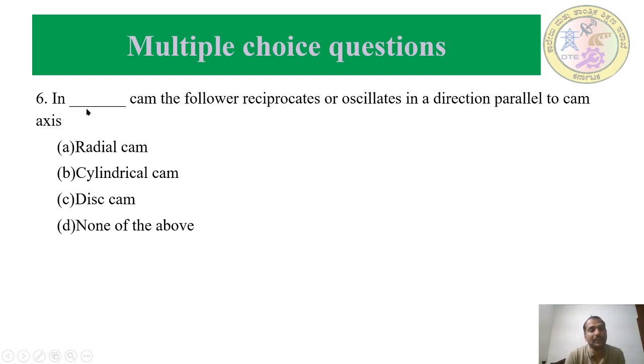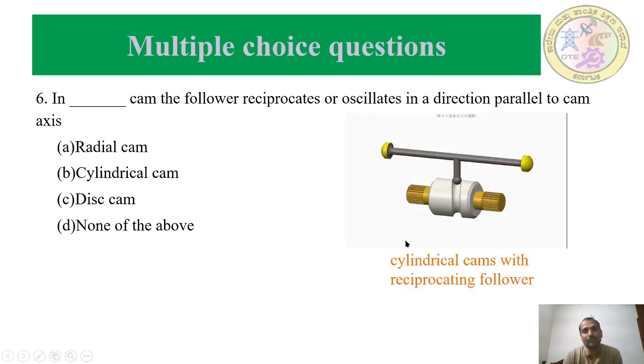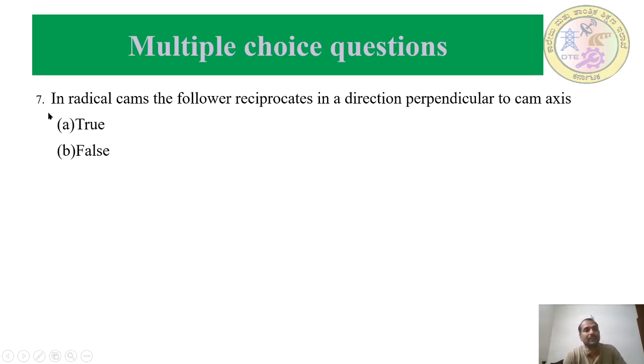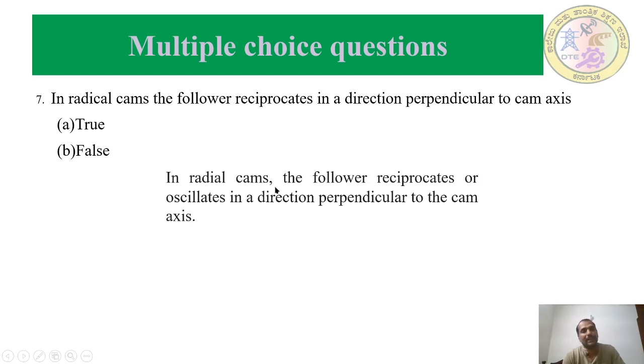Sixth one: in dash cam, the follower reciprocates or oscillates in a direction parallel to cam axis. The options are radial cam, cylindrical cam, disc cam, none of the above. In cylindrical cam, the follower reciprocates or oscillates parallel to the cam axis, right? So answer is B. Seventh one: in radial cams, the follower reciprocates in a direction perpendicular to cam axis. Options are true or false. In radial cams, the follower reciprocates or oscillates in a direction perpendicular to cam axis. So answer is A, true.